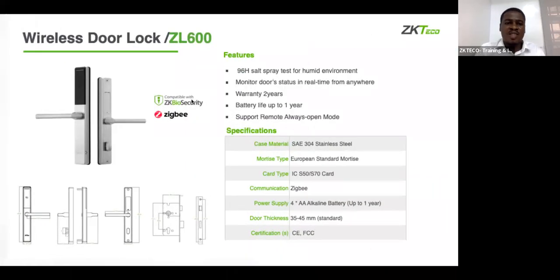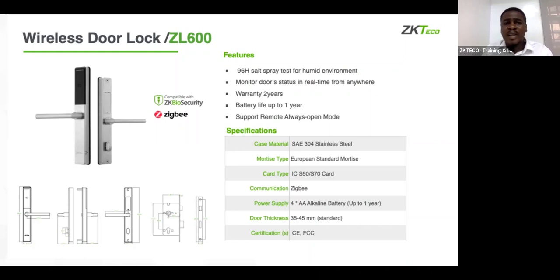We also have the ZL600. The ZL600 has a 96-hour salt spray test for humid environments, which means you can install it outdoors. It is not going to be corrosive, since it is built to eliminate corrosion. You can always know that your ZL600 can withstand extreme temperatures. We can also monitor the status in real time from anywhere. The warranty is 3 years, battery life is up to 1 year, and it supports remote always-open mode. This is the case material.